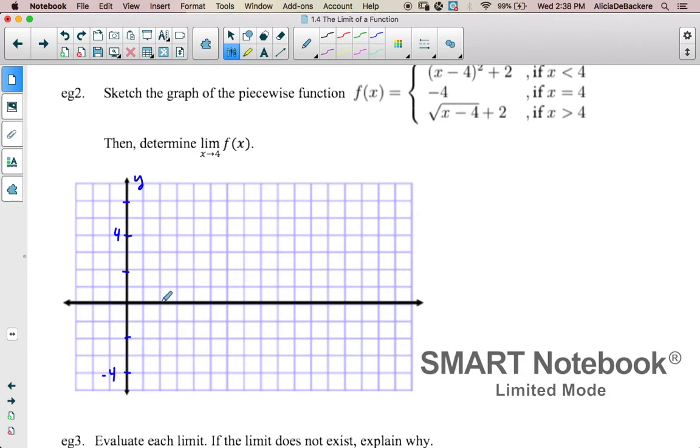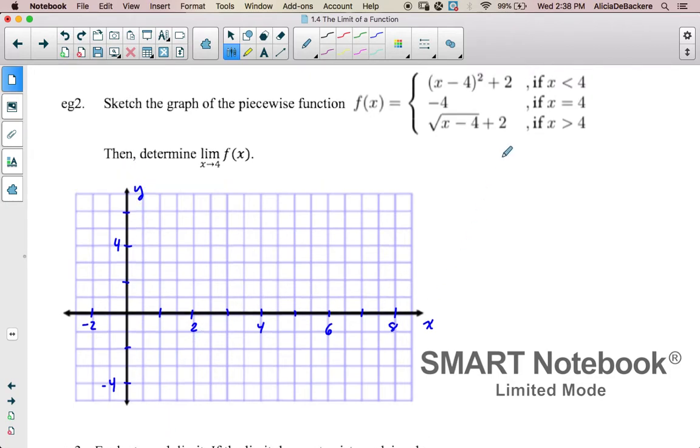And then for my x values, make sure that you can see over to 8. Again, don't forget to label your x and y axes, and there should be arrows on the end of the axes. They were provided for you here. All right, so first we're looking at this parabola.